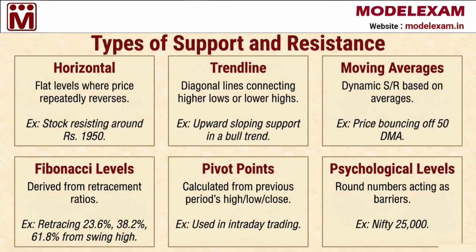We also use moving averages such as the 50-day moving average, which acts as a dynamic support that moves with the price. Traders also use Fibonacci levels like the retracement of 23.6% or 38.2%. Pivot points are calculated using math from the previous day's data. And finally, we have psychological levels, which are round numbers like 25,000 for the Nifty, acting as natural barriers.